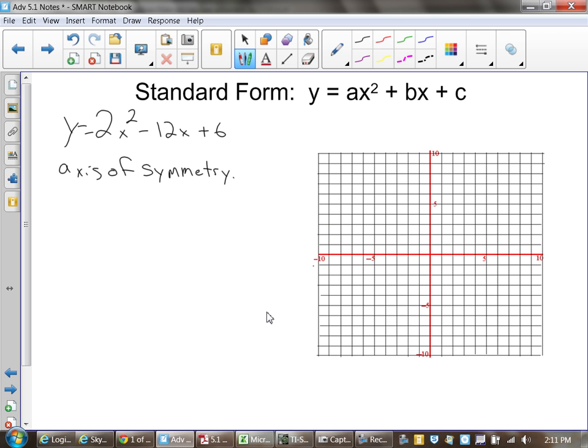Parabola. P-A-R-A, bola. I think there's only one L. There's a silent H in there.